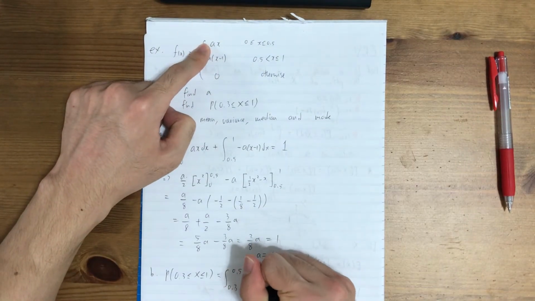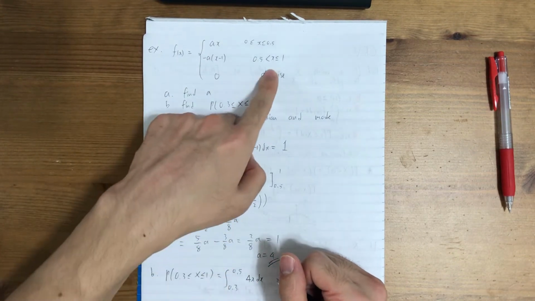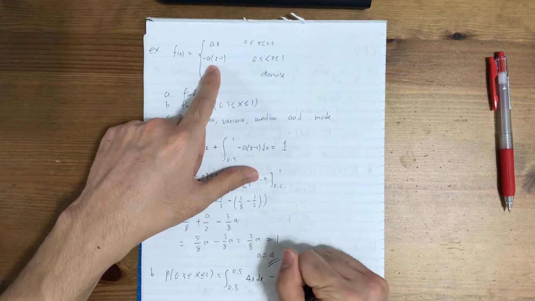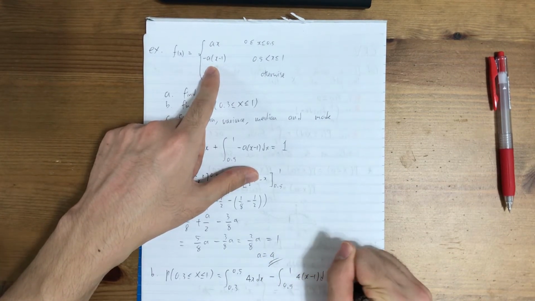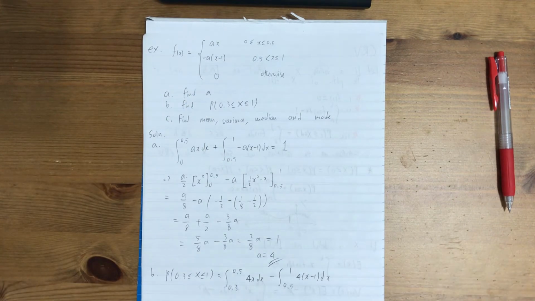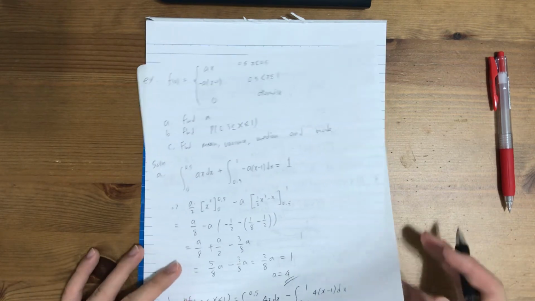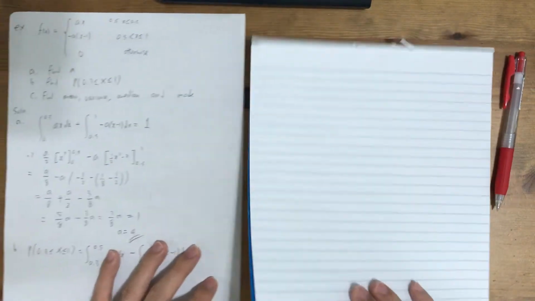So that means we integrate 4x. And then from 0.5 to 1, we are integrating this. So minus 0.5 to 1, 4x minus 1 dx. Okay, and for this, I will just leave it because it's just arithmetic. So now we move on to question C.